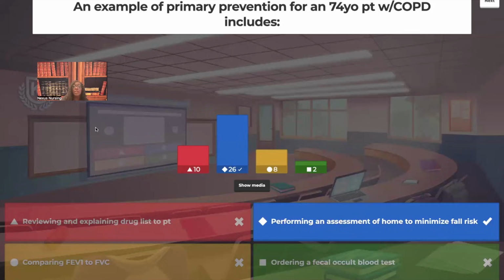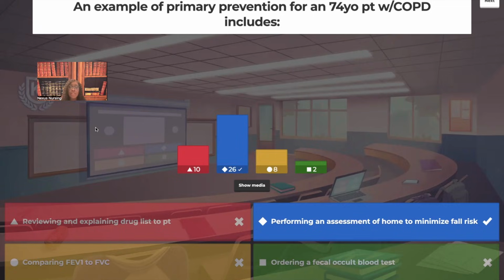So in this case, the patient with COPD, doing that home assessment, we want to prevent them from having a fall. They haven't had a fall yet. We just want to make sure it doesn't happen. So that is primary. Now let's look at the other options. The first one, reviewing and explaining drug lists to a patient.